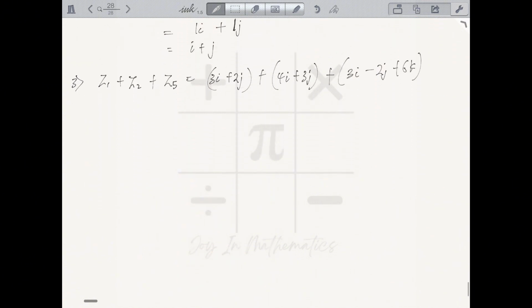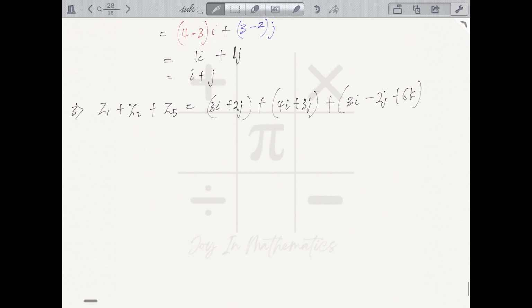All right, so we are adding the three vectors together. All we have to do is open up the brackets with the addition sign here and here. This will result in 3i plus 2j plus 4i plus 3j plus 3i minus 2j plus 6k. And then we collect like terms.